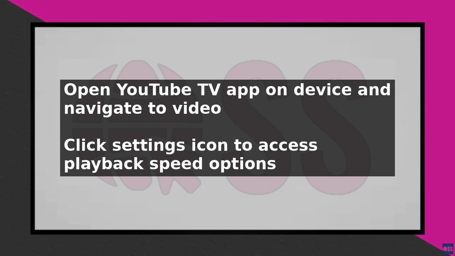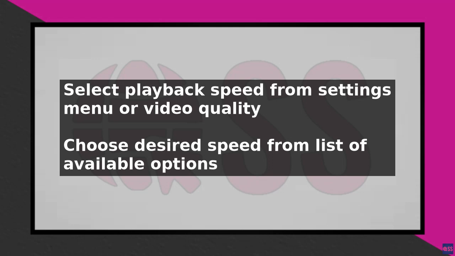Next, select the playback speed option from the settings menu. This option may be listed under the video quality or audio settings. In the playback speed menu, you will see a list of available speed options, which typically include normal, slow, slower, fast, and faster. Choose the desired playback speed from the list.